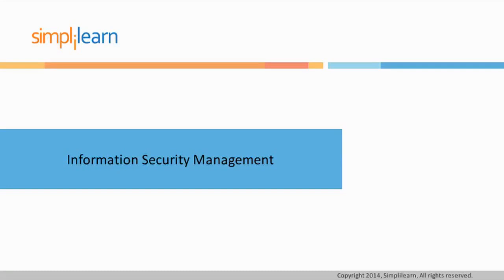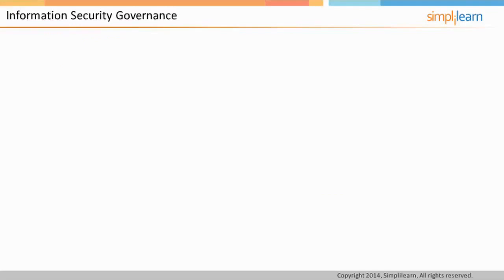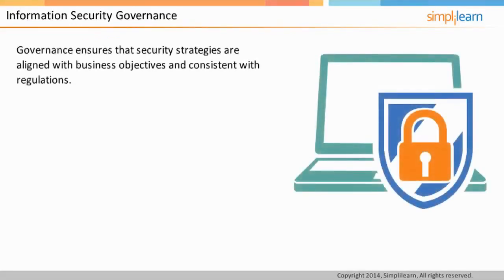This topic, information security management, describes the controls an organization implements to manage risk. In this topic, we will look at some important definitions, learn about information security governance, and describe security controls, organizational processes, and service-level agreements. We will also discuss how to manage third-party governance and learn about privacy requirements and compliance. Governance ensures that security strategies are aligned with business objectives and are consistent with regulations.